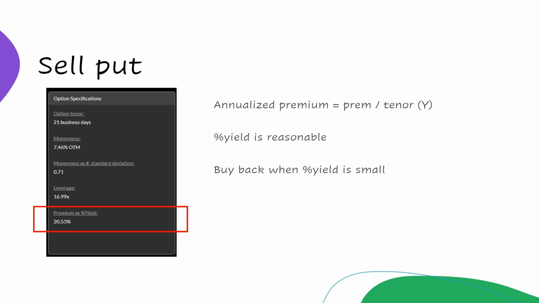The last note is, premium as percentage yield will get smaller when the spot price of the underlying is far away from the strike and the put option is very close to maturity. In this case, the put seller can choose to buy back the put or roll the put to a longer dated one.